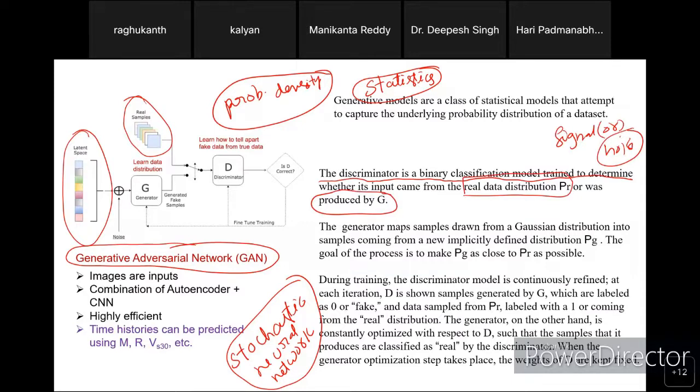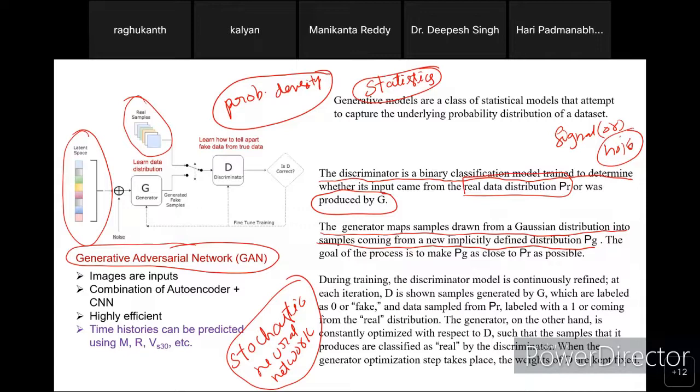And then the generator is another network. It basically maps samples drawn from a Gaussian distribution into samples coming from a newly implanted distribution. So what happens is that the generator takes noise and captures a probability density function from the noise, and the data will also have its own distribution.